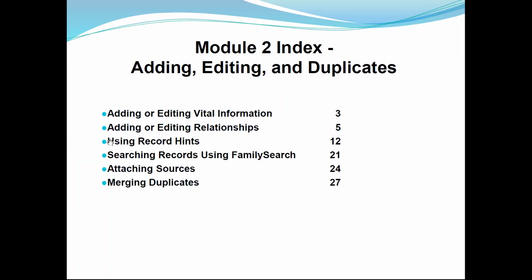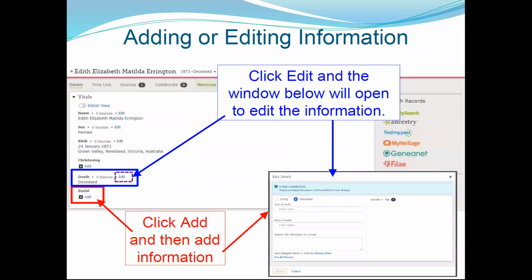Okay, so we're going to talk about adding or editing information on your tree, which is something you'll definitely need to know how to do. If you would like to add information to the people that are in your tree, you can do it a couple different ways. You could either go to their person page and click on edit to edit a death date or place, or click where it shows add, because maybe you have nothing there. So either you have something and you want to change it, you would click edit.